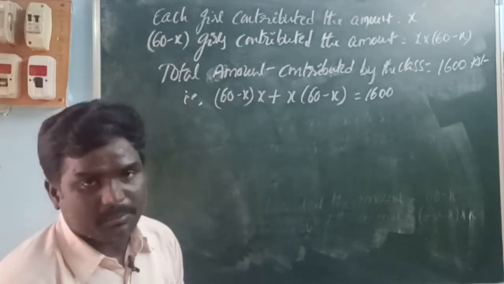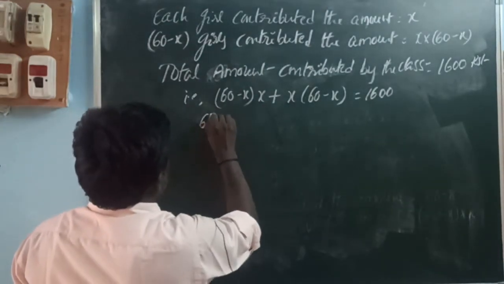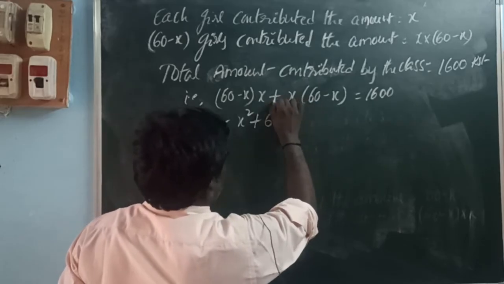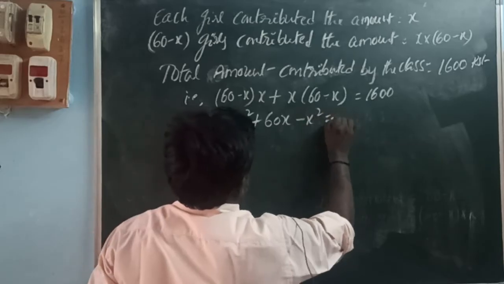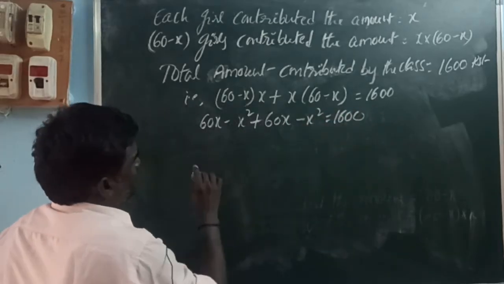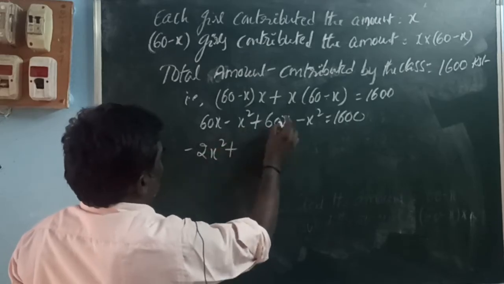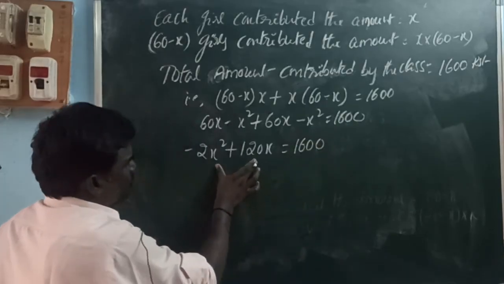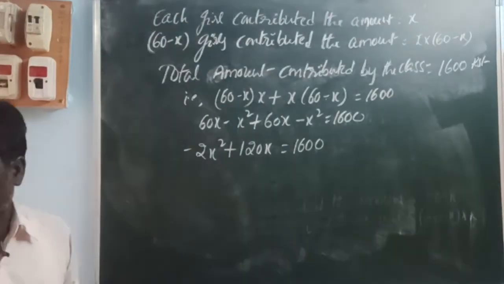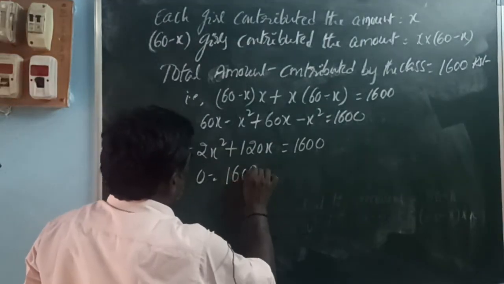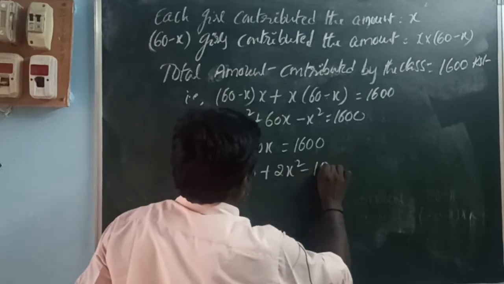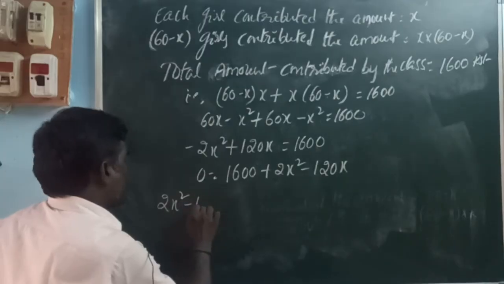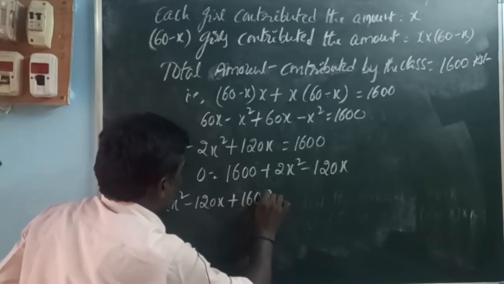Here you can use the distributive property. x into 60 is 60x, minus x into x is x square. Next, x into 60 is 60x, and minus into minus gives minus x into x, minus x square, is equal to 1600. So minus x square minus x square is minus 2x square, plus 60x plus 60x is 120x, equal to 1600. These two terms move to the right side, so 0 is equal to 1600 plus 2x square minus 120x. We can arrange it in order form: 2x square minus 120x plus 1600 is equal to 0.